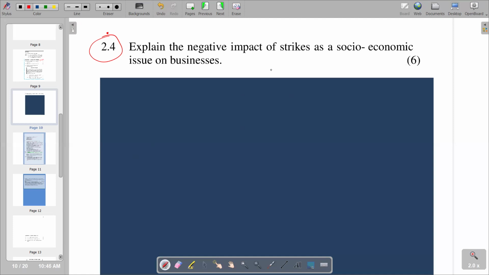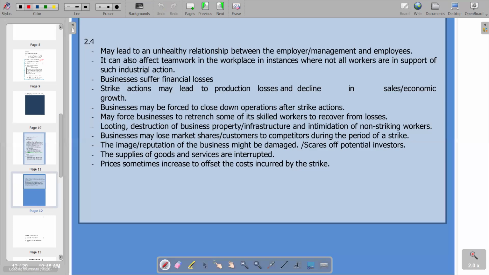We have them listed in the answer section. So we go to the answer section, to see what we have. On the first point as a negative impact, it said it may lead to an unhealthy relationship between the employer, management and employees. Remember, there will be friction that is created with the employee. The employees are refusing to work, so obviously friction will be there between the employer and the employees.